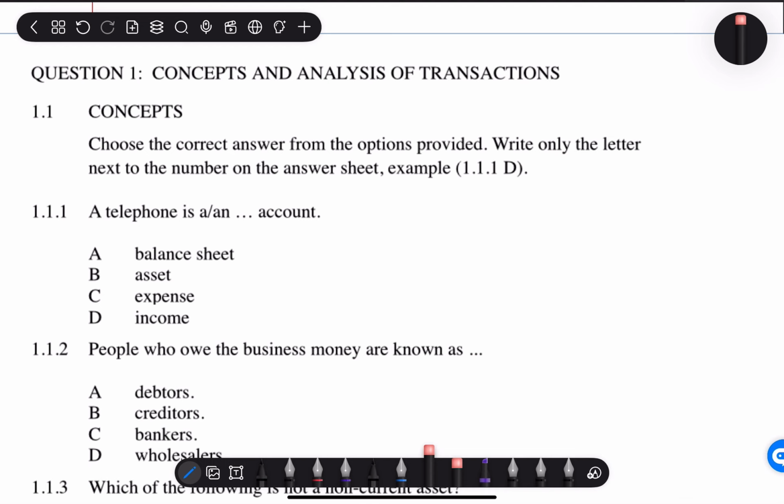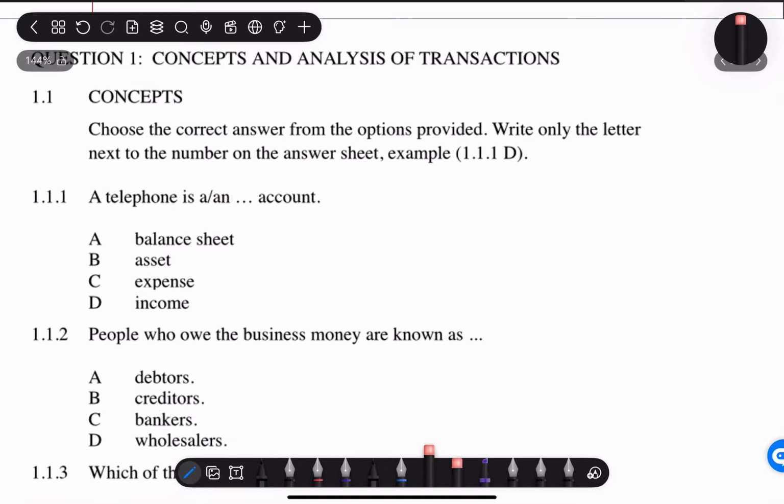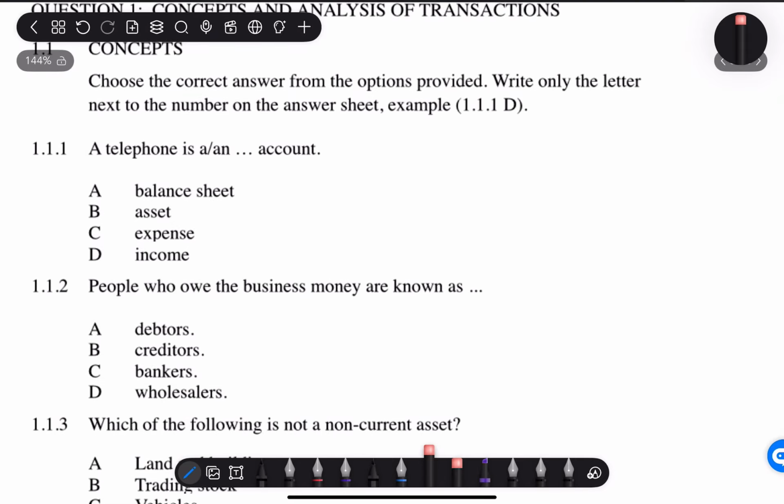Okay, so we have question 1. Let's read it together. Concepts 1.1. Choose the correct answer from the options provided. Write only the letter next to the number on the answer sheet. Example 1.1.1D. Okay, so we've got our first one over here, and this is: a telephone is a account. Let's go through all of them together.